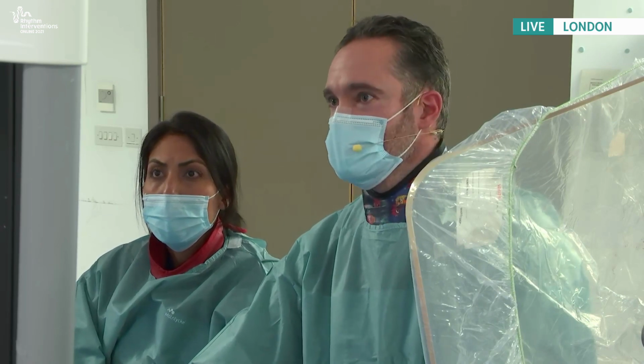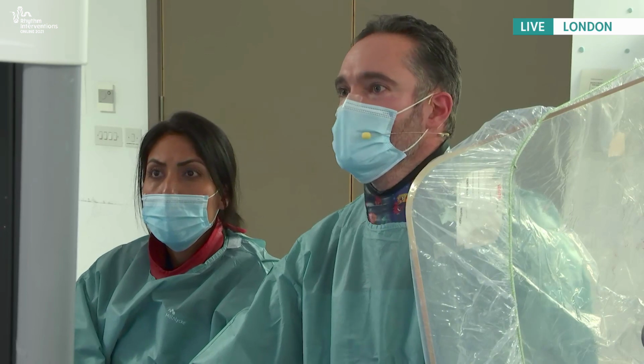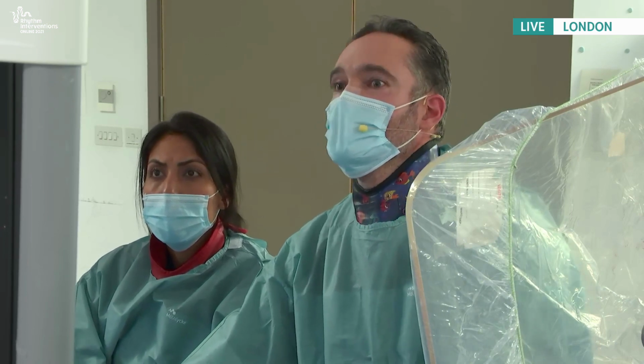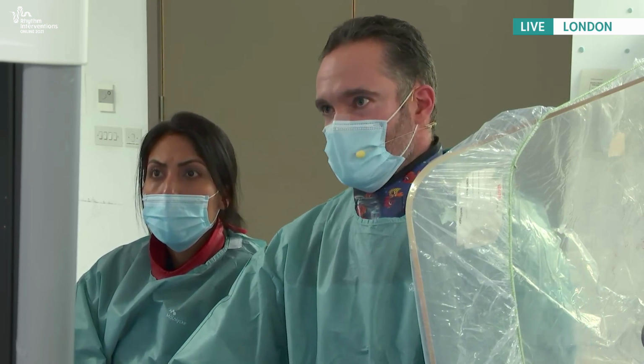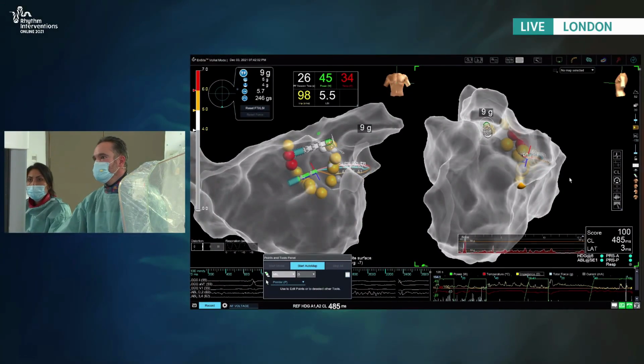I think his BMI is somewhere in the low 30s. I think he's of average height and about 100 kilos. So you can see a little bit of respiratory swing there going with his snoring. But even still, things seem to be going okay.